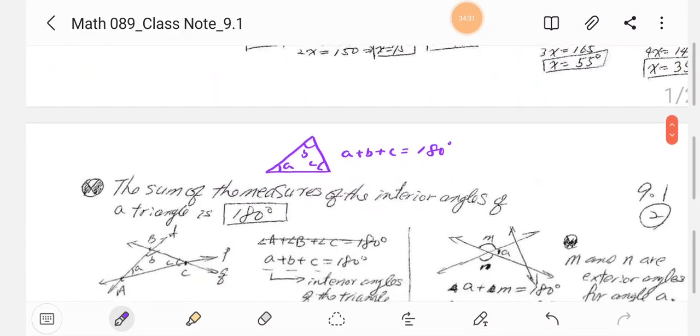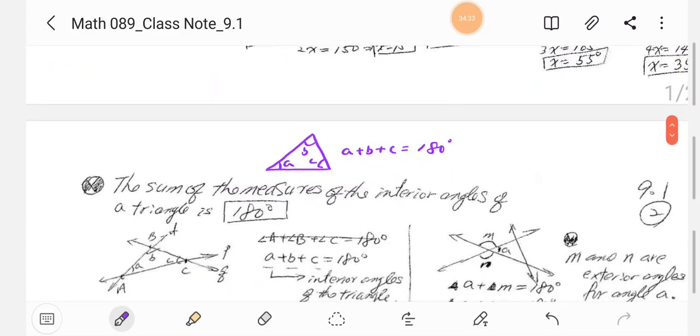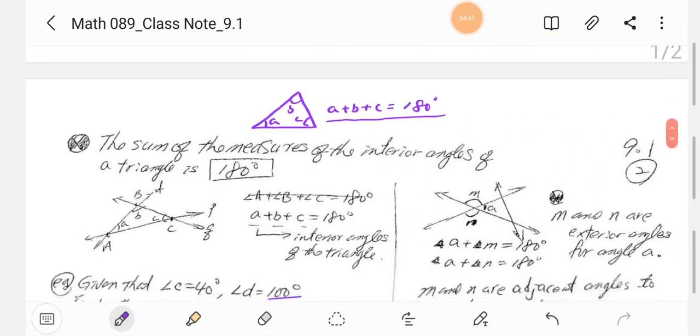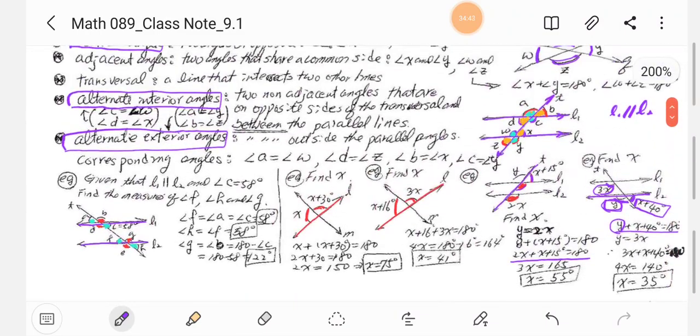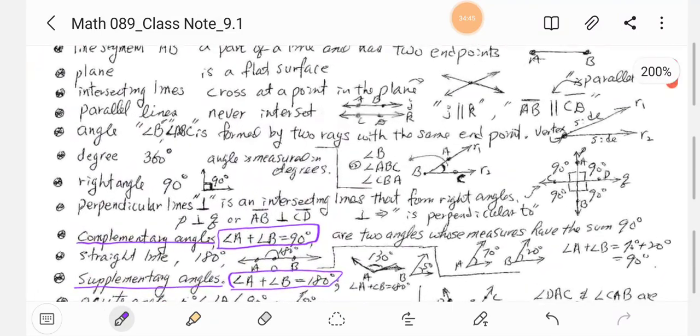Okay, and then one last important concept is what? The sum of three interior angles of a triangle will make 180. So don't forget this one. Very, very important. Okay, that's it for this section.